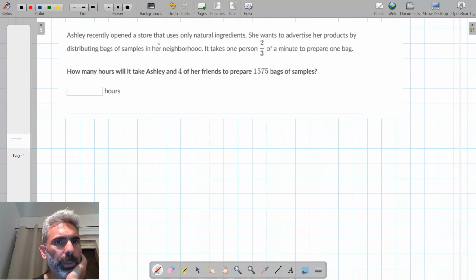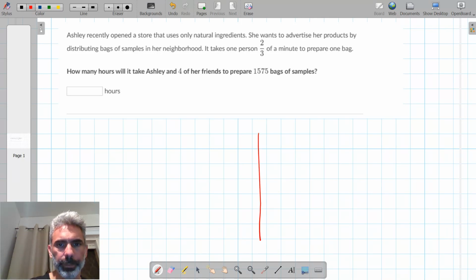Ashley recently opened a store that uses only natural ingredients. She wants to advertise her products by distributing bags of samples in her neighborhood. It takes one person 2/3 of a minute to prepare a bag. How many hours will it take Ashley and 4 of her friends to prepare 1,575 bags of samples? So I've already answered this question in a previous practice, but let's do it again.